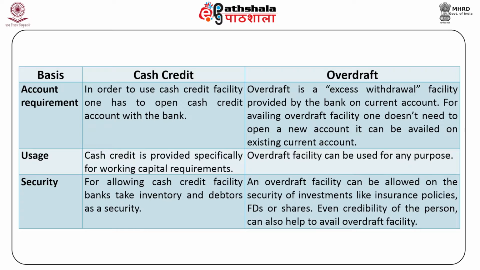Security. For allowing cash credit facility, banks take inventory and debtors as security. An overdraft facility can be allowed on the security of investments like insurance policies, FDs, or shares. Even the credibility of the person can help to avail the overdraft facility.